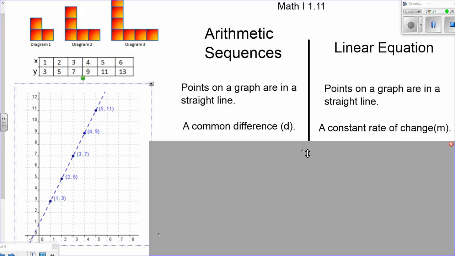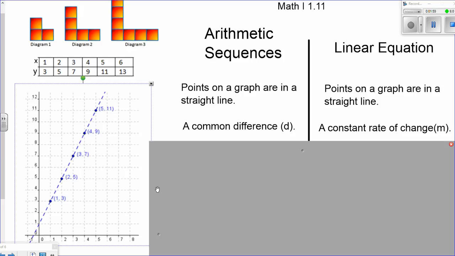Second is that with an arithmetic sequence we have a common difference, and with a linear equation we have a constant rate of change, also known as slope. Now, even though these are using a different letter, we use the letter D to represent the common difference, and we use the letter M to represent slope, they are essentially the same thing.